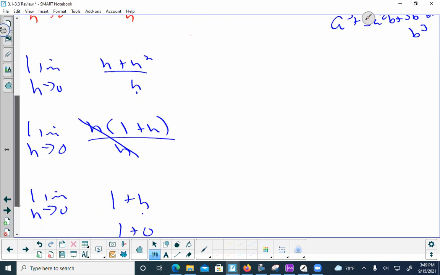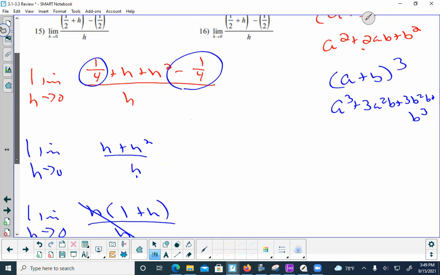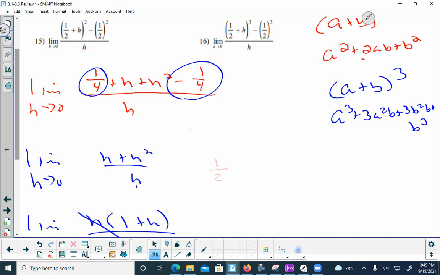So I'm going to have 1/2 raised to the third power, plus 3 times 1/2 squared times h, plus 3 times 1/2 times h squared, plus h to the third, minus 1/2 raised to the third. And this is all over h. I'm taking the limit as h approaches 0. I don't even have to figure out what 1/2 to the third power is, because that will equal 0.